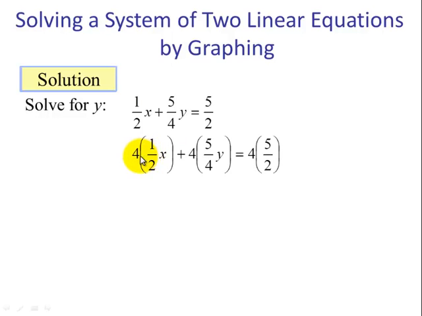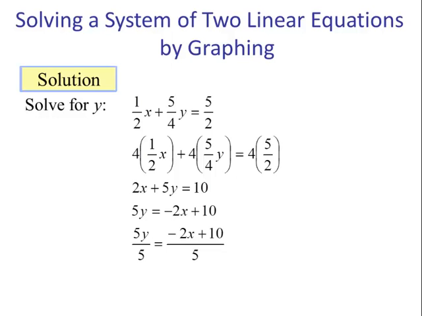4. So 4 times 1/2 is 2, so we're left with 2x. 4 times 5/4, the 4's cancel, we're left with 5 times y. And 4 times 5/2 is the same thing as 10. Next step, to solve for y, we subtract 2x from both sides. So we're left with 5y equals negative 2x plus 10. Now divide by 5, we have y equals negative 2/5 times x plus 10 divided by 5, which is 2.